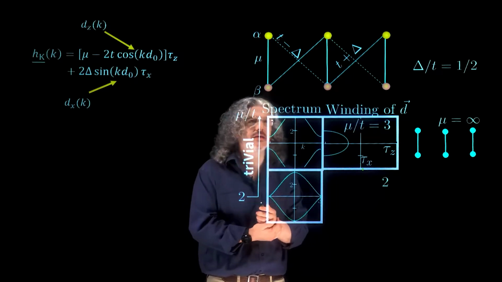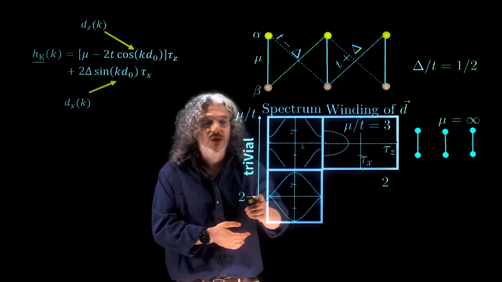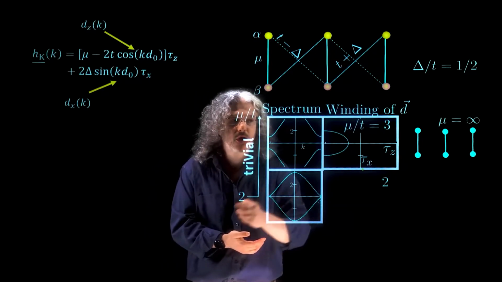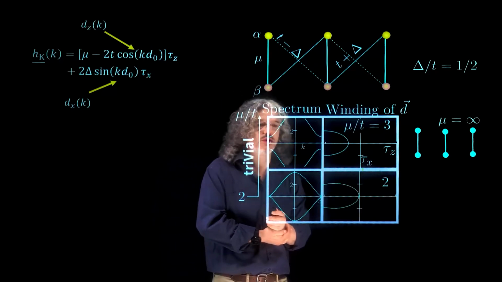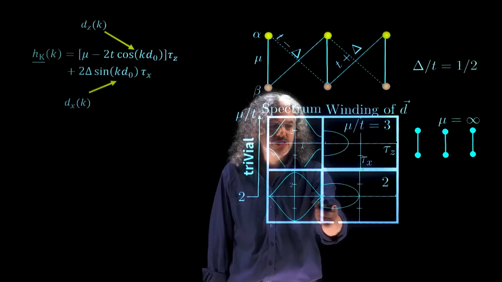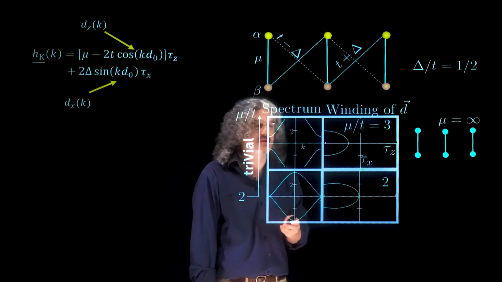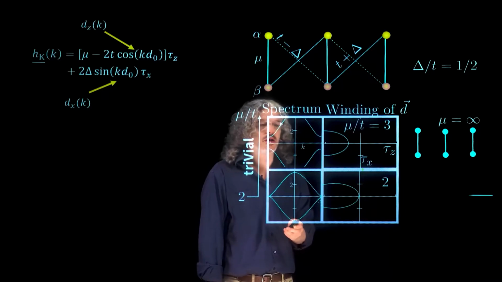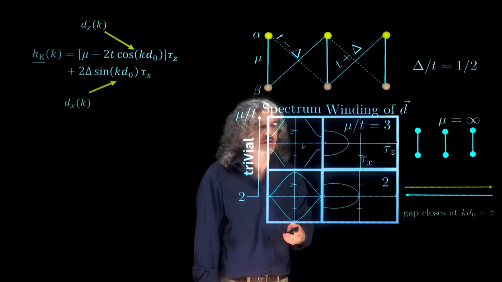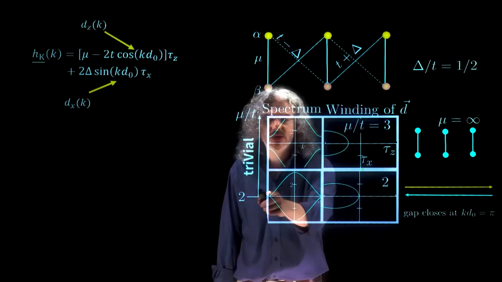So in this case, when mu over T is equal to 2, what happens when we calculate the spectrum is that the gap is closed. Let's see what happens to D in this case. D changes in this way and it touches the origin. In this case the gap is closed, and let's see at what point it will close. The gap closes exactly at k d naught equal to pi, as we see here.